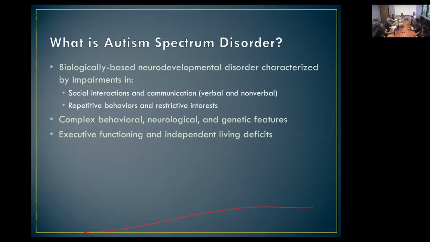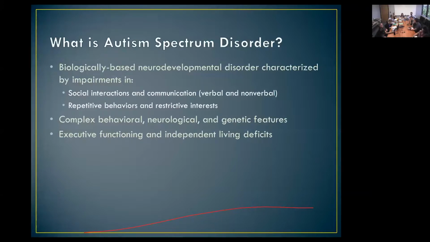So what is autism spectrum disorder? Well, it's a biologically based neurodevelopmental disorder that's characterized by impairments in two main areas. There's the social interaction and communication piece, both verbal and nonverbal issues, and then repetitive, fixated behaviors and restricted interests. As you can imagine, that's a pretty broad definition. To be diagnosed with ASD, it's a complex interview that often involves both psychiatrists and psychologists doing a number of tests, and frankly it gets missed quite often. But those are the two main areas that you're going to see deficits in.